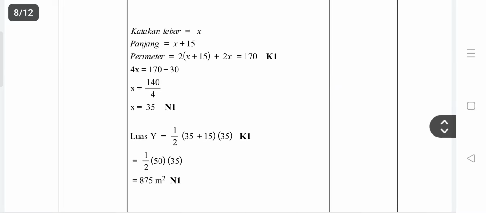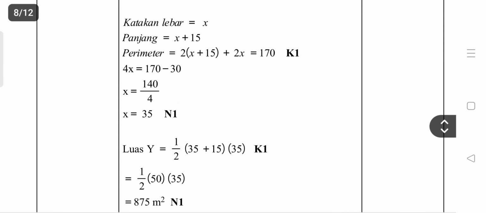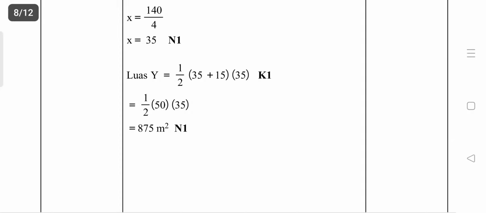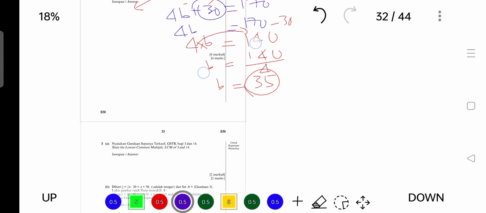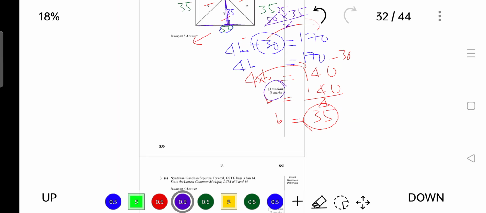So how do we have to do it? You have the 140 divided by 4. Okay, you have K1, you have N1. You can take note how they are giving marks. As long as your teacher can see that you have something written like the top K1, you're eligible to get that, and the second K1 N1. And for area, you know that you have to times height and base and divide by 2, and you get the final answer. You can easily collect how many marks here? 4 marks, right? But this is a tough question, I believe.